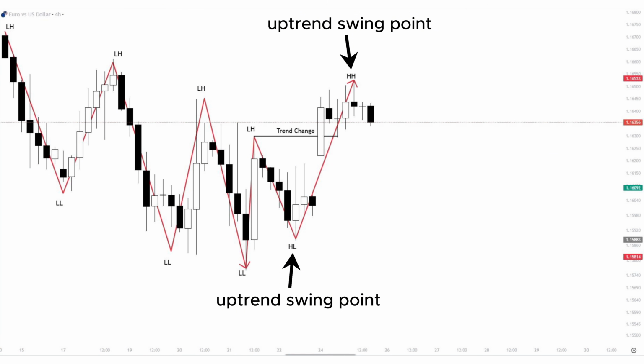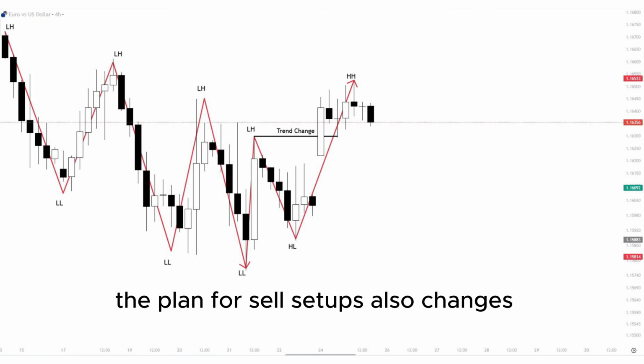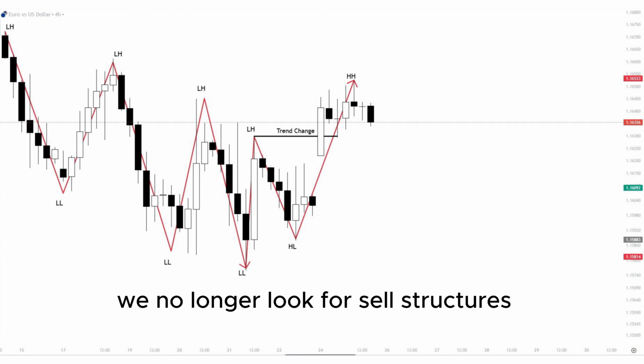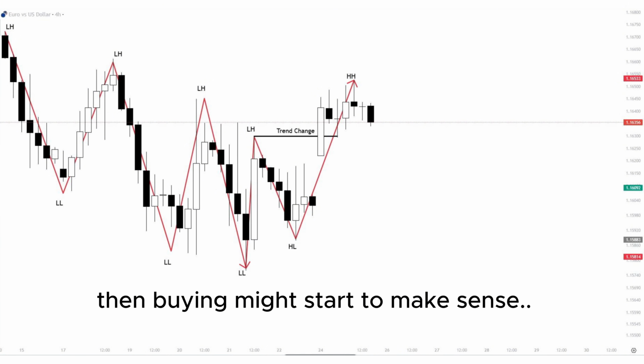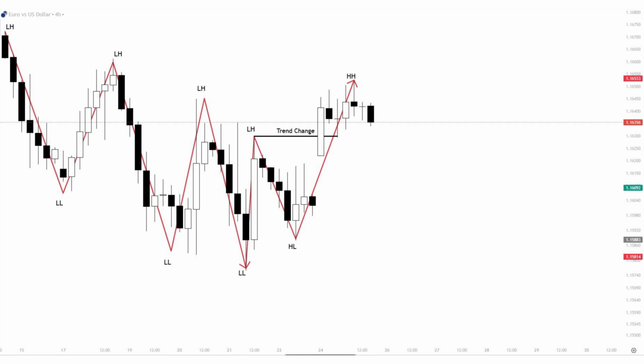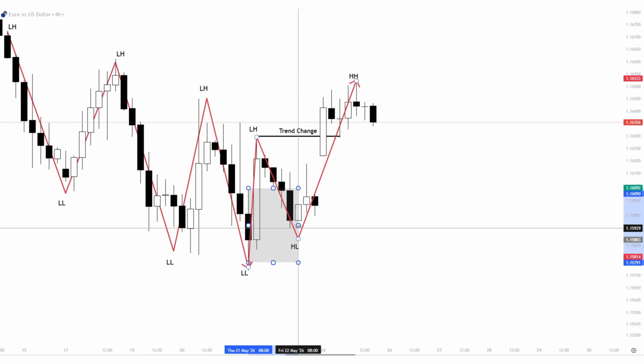Now, when the trend changes into an uptrend, the plan for sell setups also changes. We no longer look for sell structures like supply and resistance levels, since it's too risky and honestly doesn't make sense to sell a market that is increasingly getting more and more pressure from buyers. So, if selling doesn't make sense anymore, then buying might start to make some sense. We just need to look for opportunities. On uptrends, we plan buy setups from demand and support levels. They are found on the last downside movement before the market started to push to the upside.